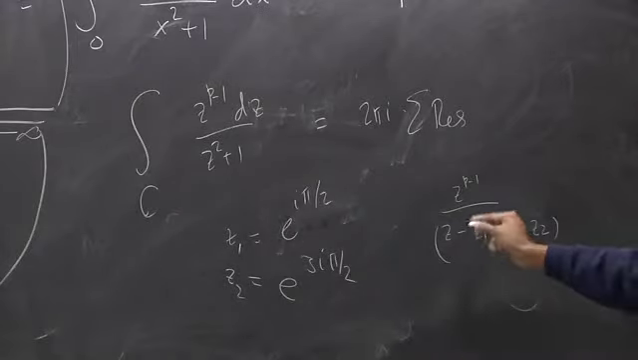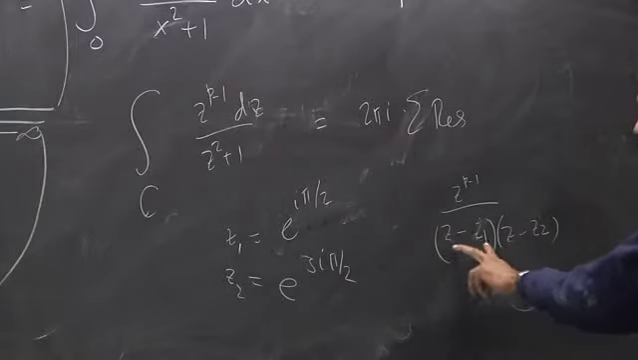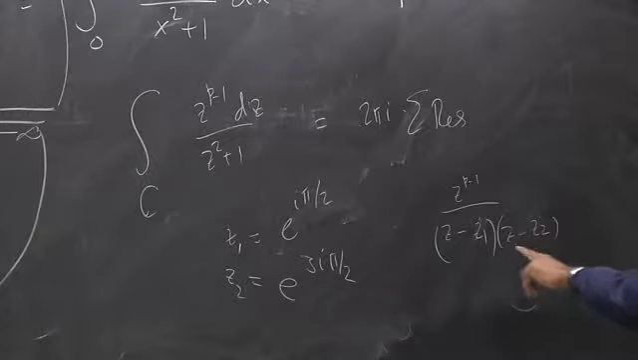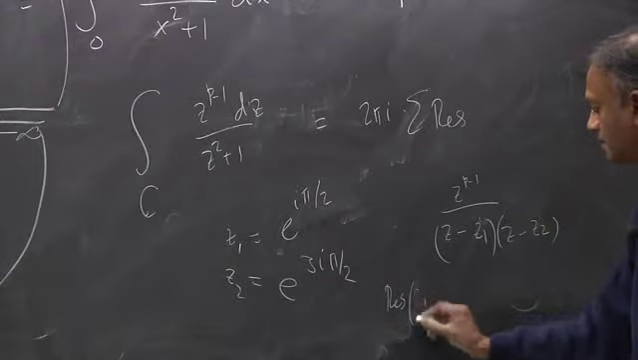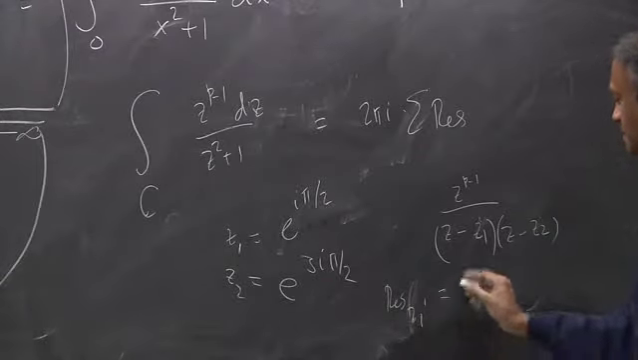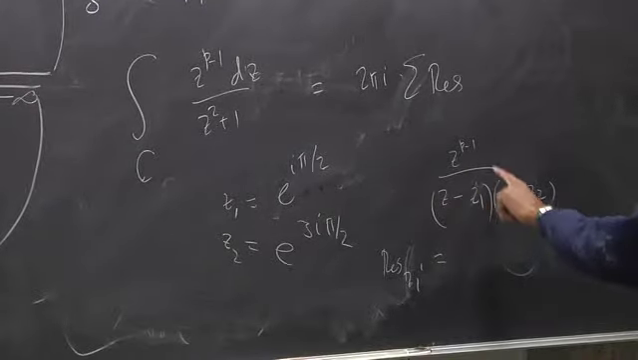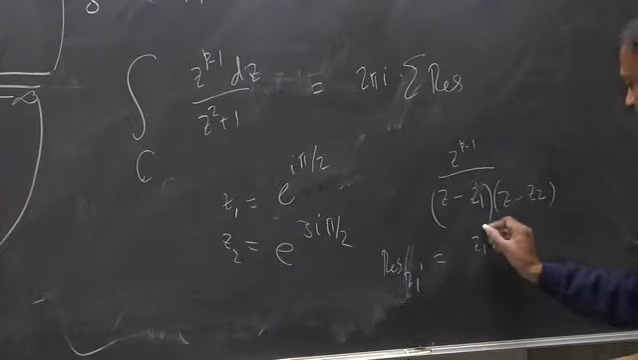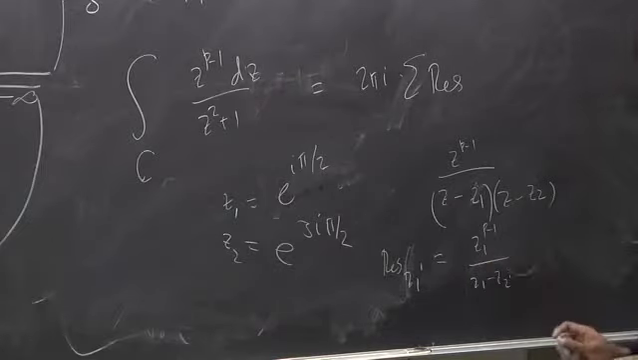So the residue at z1 will be simply multiplying this by z minus z1 and taking the limit z equal to z1. So let's compute the residue at z1. Multiply by z minus z1, so it cancels, and the remaining part you substitute z by z1. So this becomes z1 to the p minus 1 divided by z1 minus z2, right?